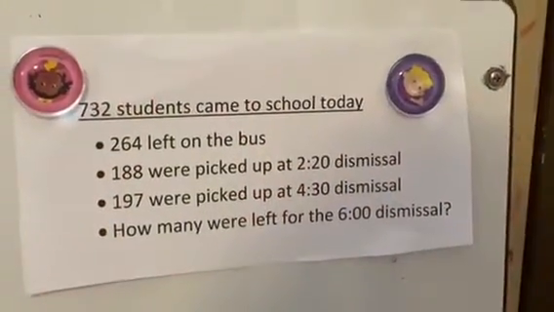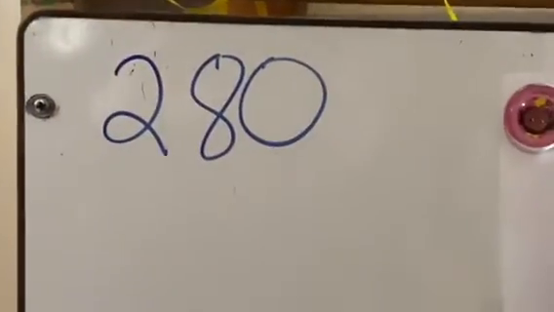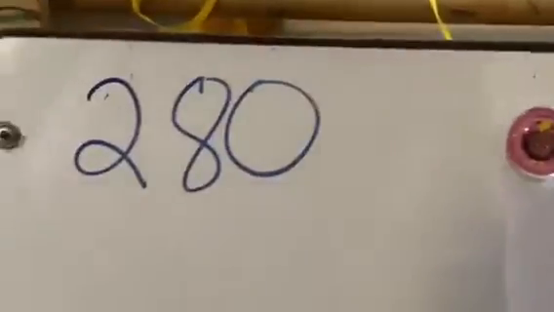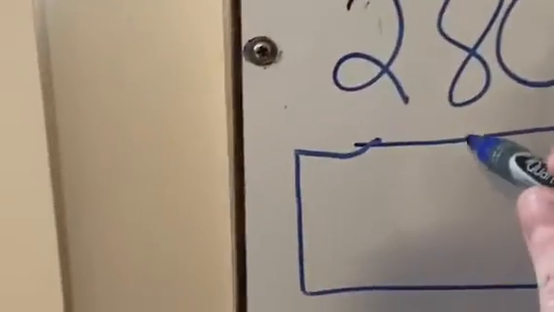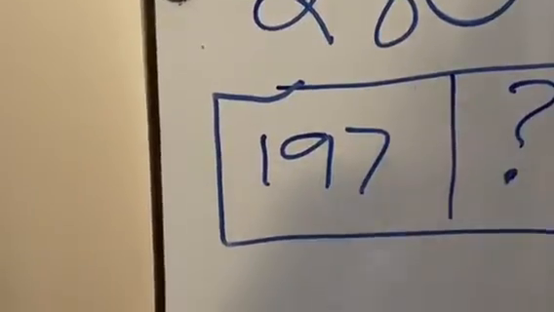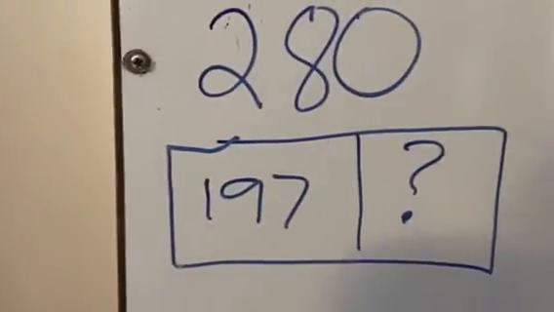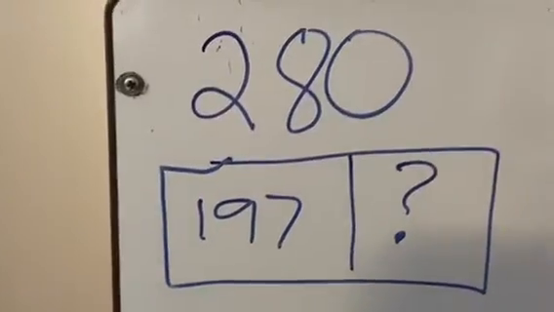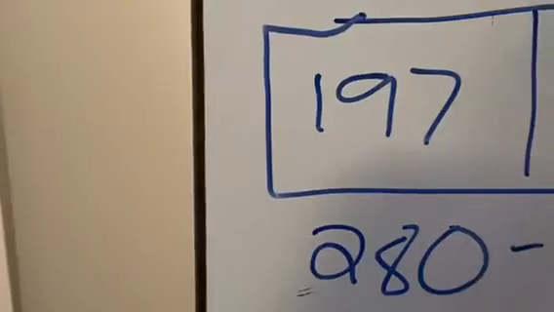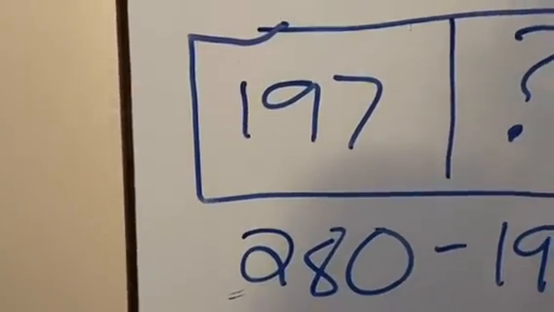We're on to our last dismissal now. We were left with 280 kids. We're going to dismiss 197 at 4:30, and that will give us our answer for how many were left at that 6 o'clock dismissal. As always, conceptualize with a tape diagram. 197 are going home at 4:30. We don't know what our unknown is, but we know that in order to find a missing piece in a part-whole structure, we're going to take the whole, subtract away the part, and find the unknown.